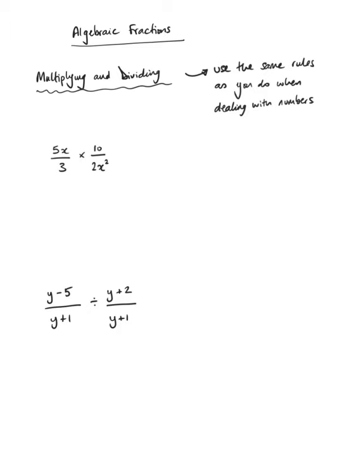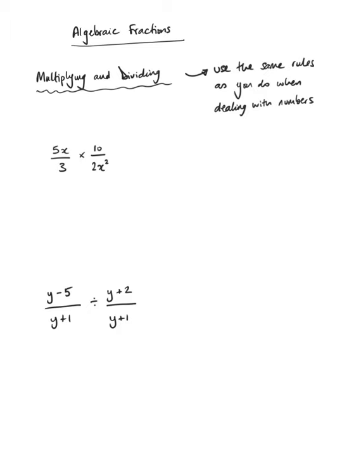So if I've got 5x over 3 multiplied by 10 over 2x squared, I'm going to multiply across the top and multiply across the bottom. If I multiply across the top, that would give me 50x. That would give me 6x squared on the bottom. But to try and make things easier, we can do some cancelling before we start.